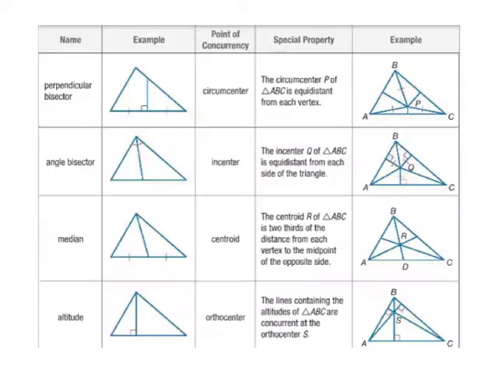Let's move on. It's important to remember that where three perpendicular bisectors meet is the circumcenter. Where three angle bisectors meet, that is the incenter. Where three medians meet is called the centroid, and where three altitudes meet is the orthocenter. Alright, let's move on to see each one's definition.